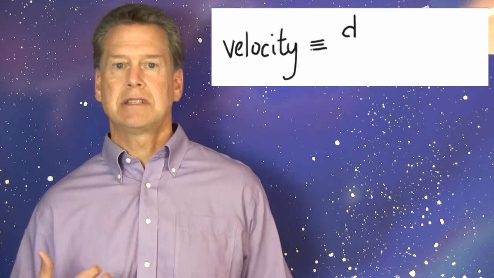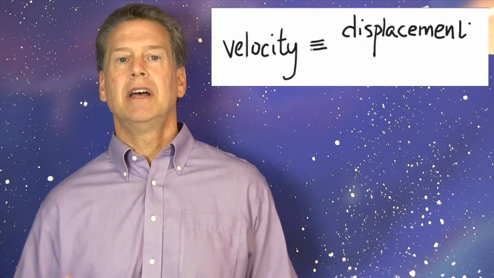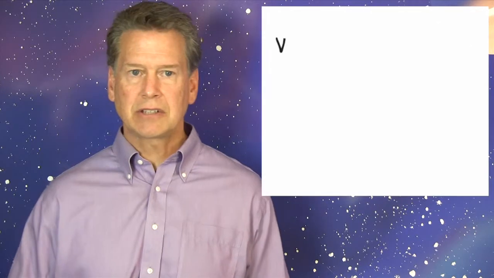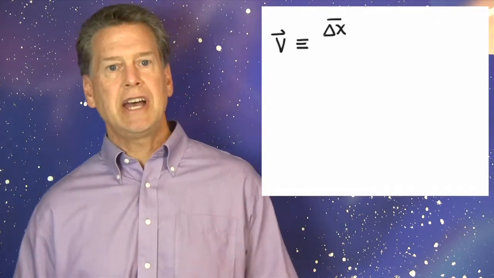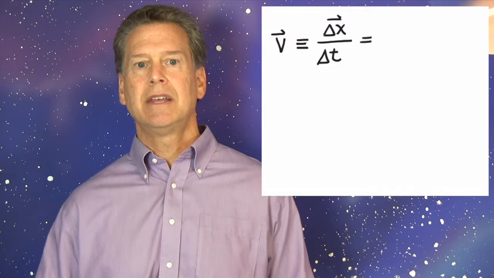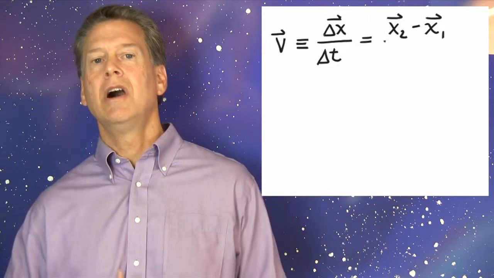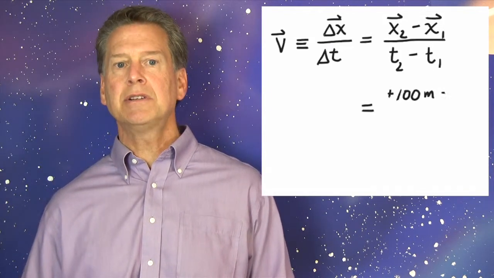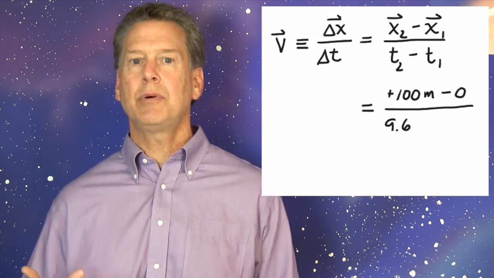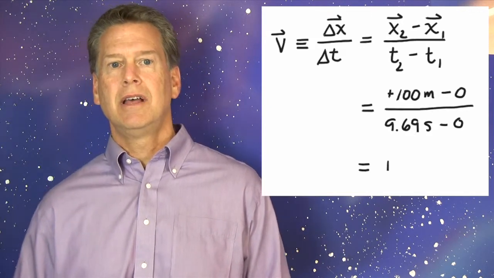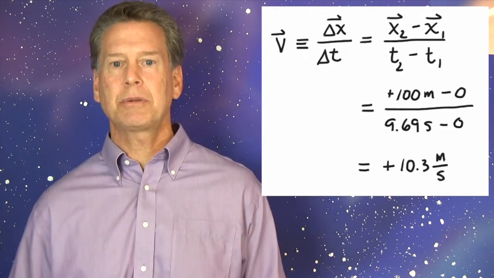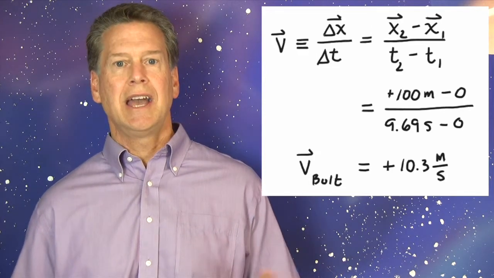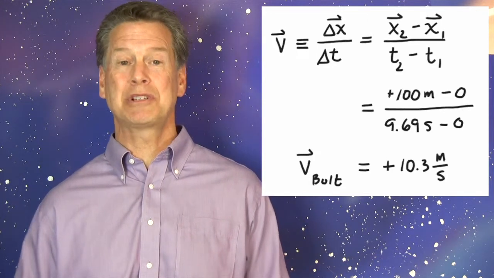Velocity is defined as displacement, delta x vector, divided by the corresponding change in time, delta t. V vector is defined as delta x vector divided by delta t equals x sub 2 minus x sub 1, all divided by t sub 2 minus t sub 1. That's plus 100 meters minus 0, divided by 9.69 seconds minus 0. That's plus 10.3 meters per second. Usain Bolt's velocity vector was pointing to the right, and it had a magnitude of 10.3 meters per second.